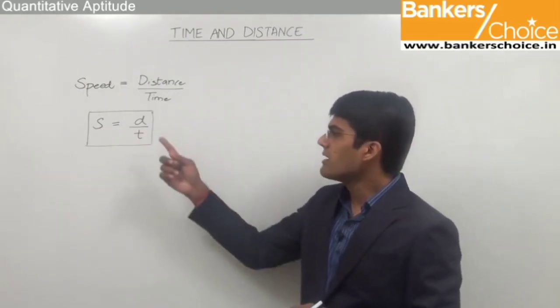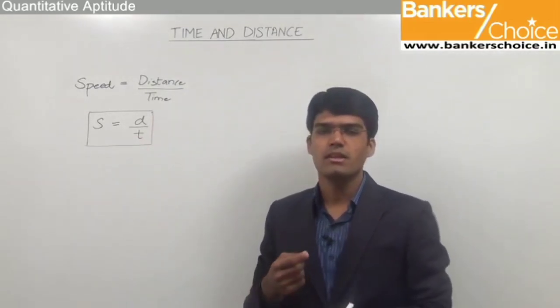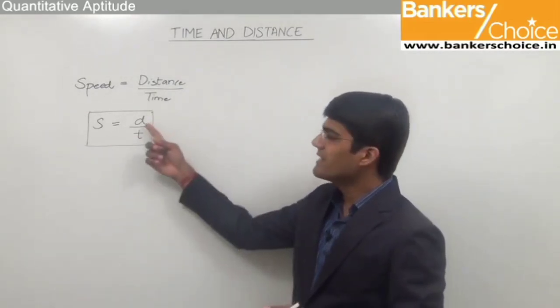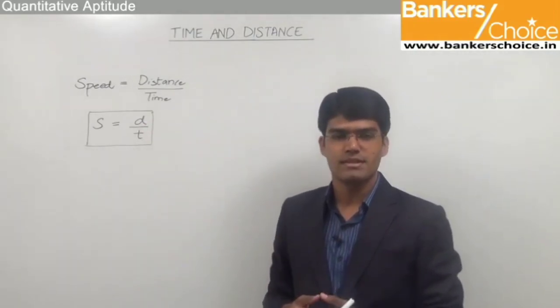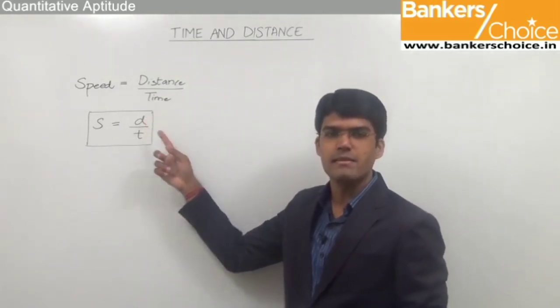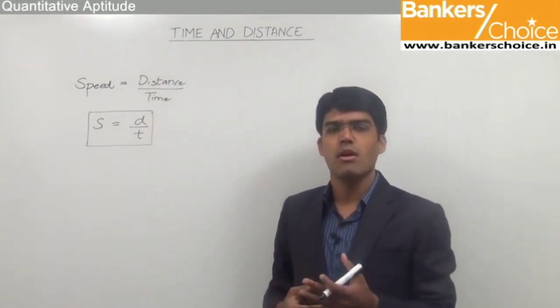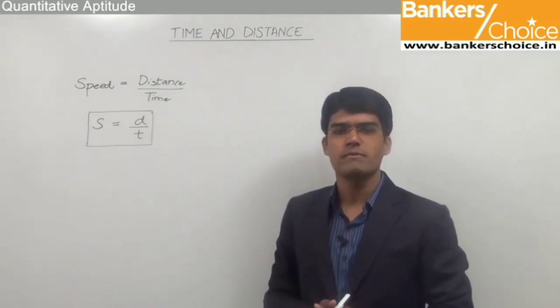For example, if the distance is in kilometers, time is in hours, the speed we get will be in kilometers per hour. Similarly, if the distance is in meters, time is in seconds, the speed we get will be in meters per second. And in case the distance is in kilometers and time is in seconds, the speed will be in kilometers per second. And accordingly, we can have many more units of measurement of speed.